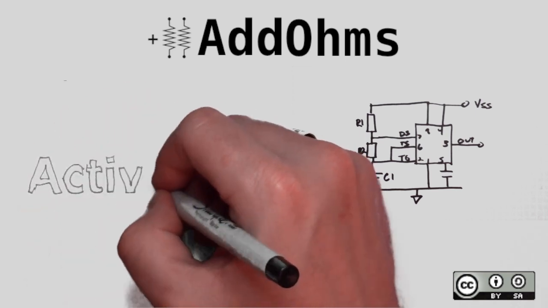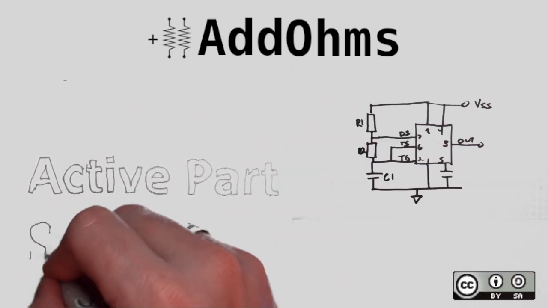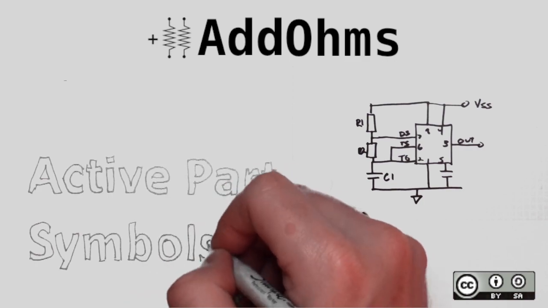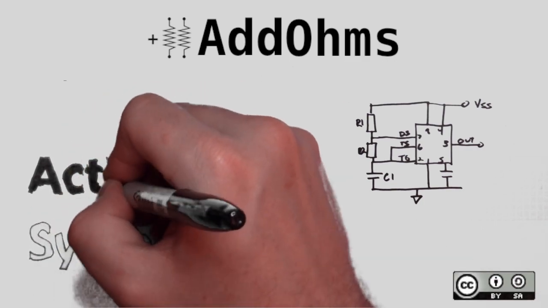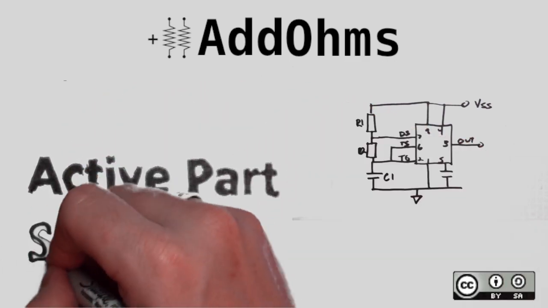Part 2 of this 3-part series on schematics will cover active components such as transistors, op-amps, LEDs, and integrated circuits.